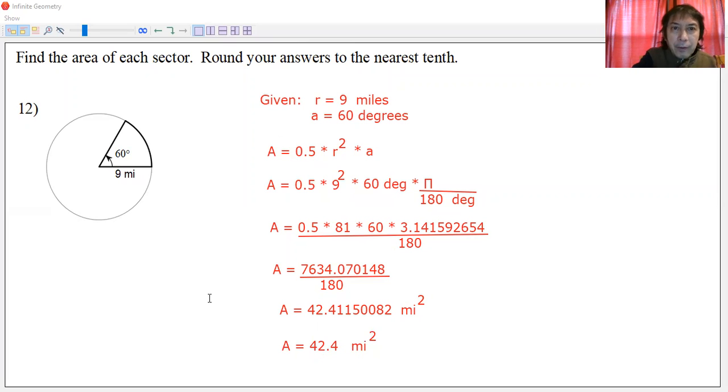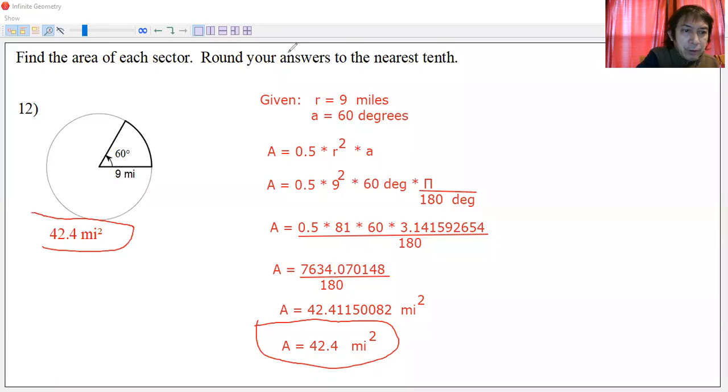There. And this goes to our final answer for number 12. We can check and verify near the diagram. There, it's 42.4 square miles over here. So this must be correct. All right. So this goes to our last number.